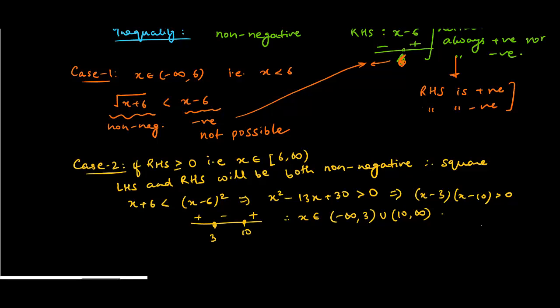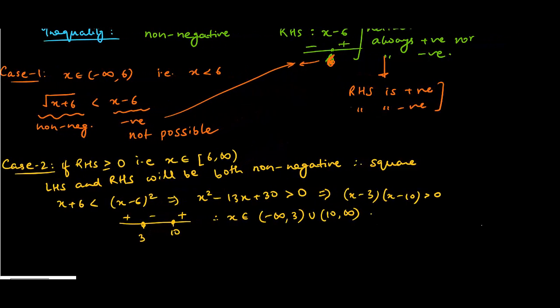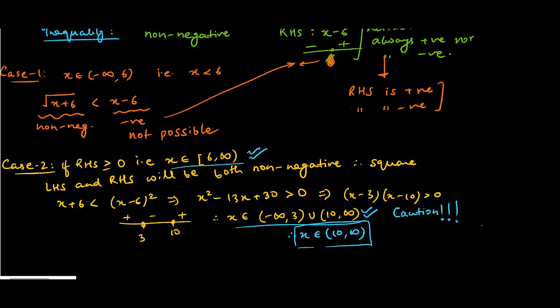But now there are some traps. So we have to walk a bit cautiously ahead. And these traps are, we obtained this solution because we assumed this. This was the assumption to obtain this case. So I should go for the common values of this set and this set. So the common values of these two sets are, therefore x belongs to 10 to infinity. This is the common solution of the case 2 with the inequation.